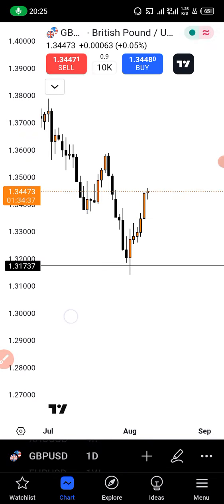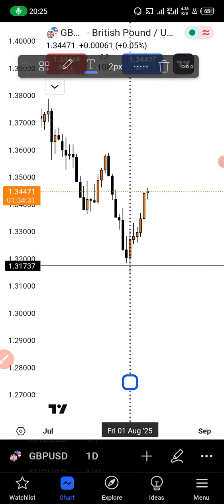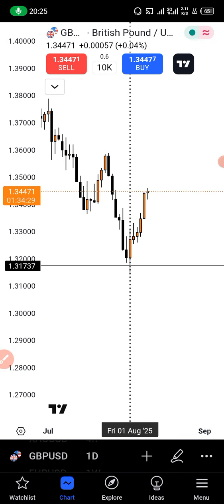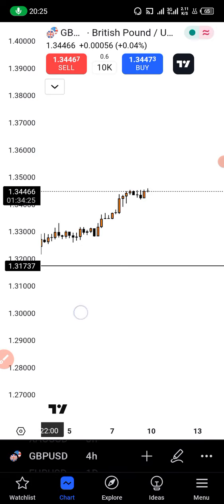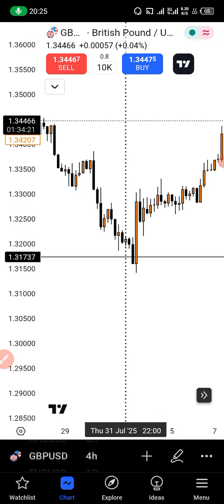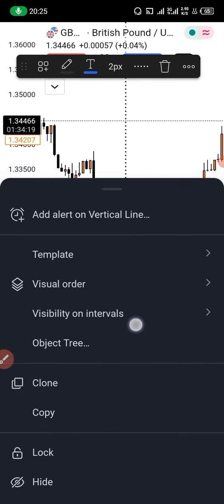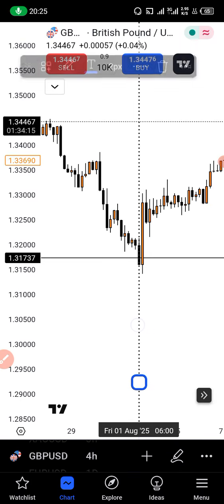Then you have this rejection which we are seeing here, and you want to put a vertical line at that rejection, coming down to your 4 hour time frame. We want to look for a break of structure to the upside. This line, we see this rejection coming over here. This rejection is happening at this point in time.